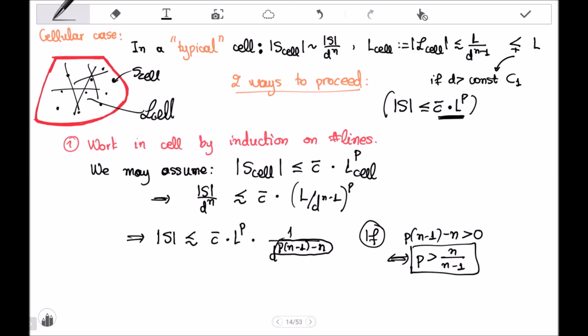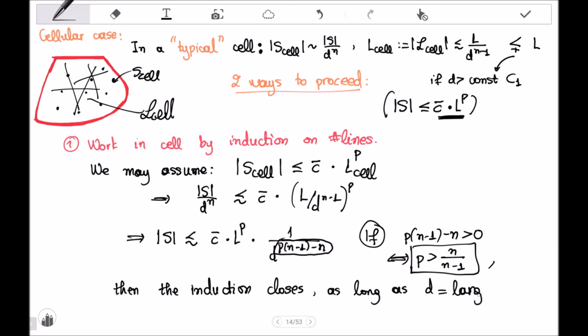Then we can close the induction, assuming that we have picked degree bigger than some large constant. Just a degree of large constant works. It will be divided by this constant hiding here, and it will make it disappear. So as long as the degree is equal to some large constant.